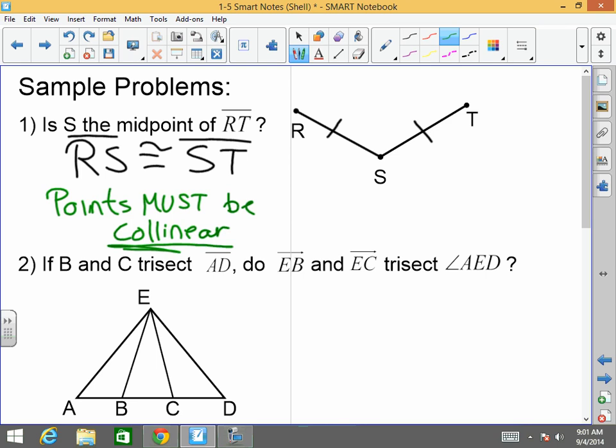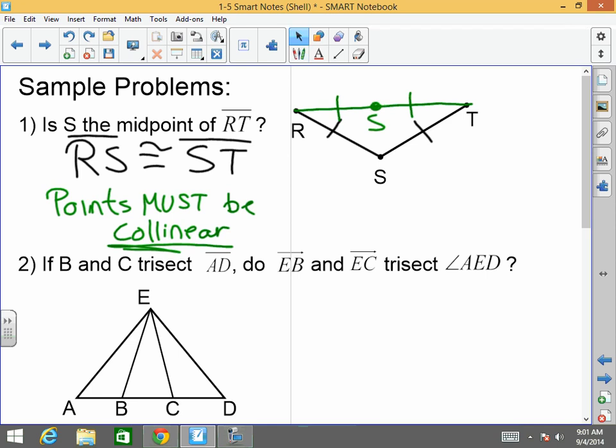However, if it was like this, gentlemen, then could I say that S bisects RT? Then could I say that S is the midpoint of RT? Yes. Does that make sense here, guys, the difference? Awesome. You guys rule. Okay.